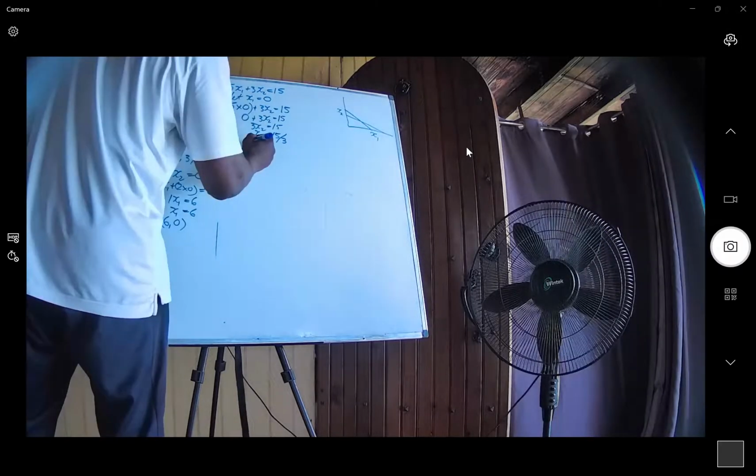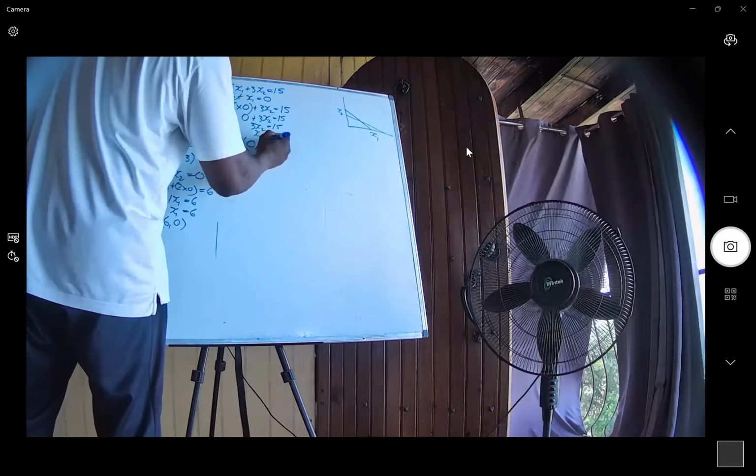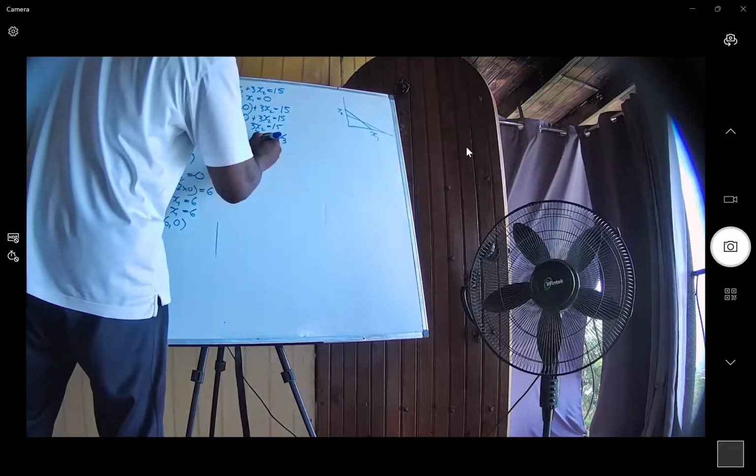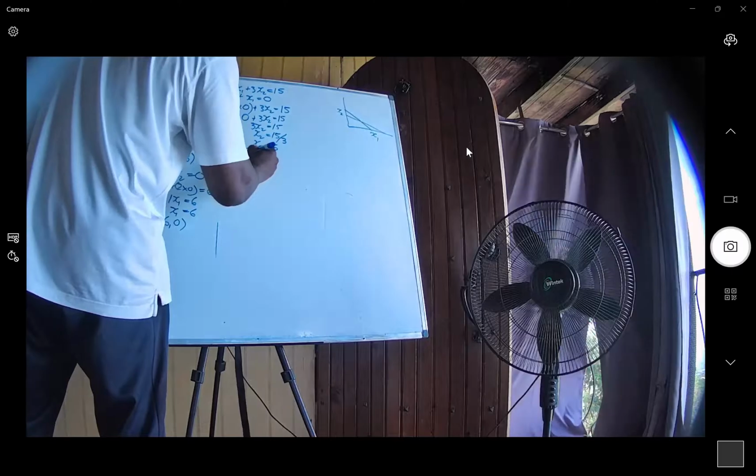It's going to be, remember, x1 was 0, so it's going to be 0. And so x2 is going to be 5, right? 3 times 5 is 15. So the coordinate is going to be 0, 5.